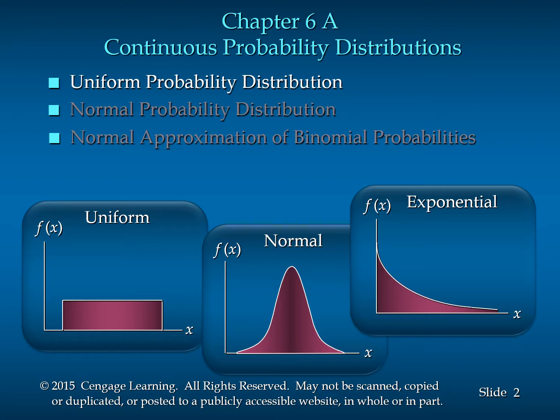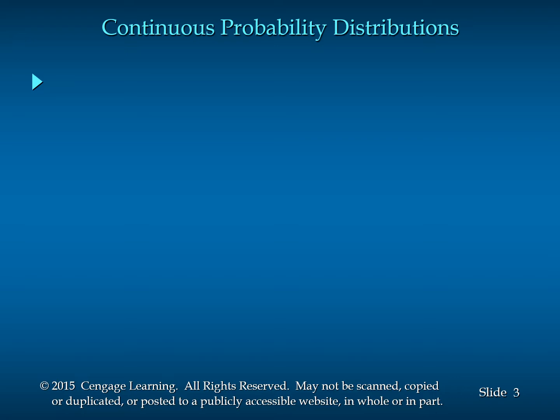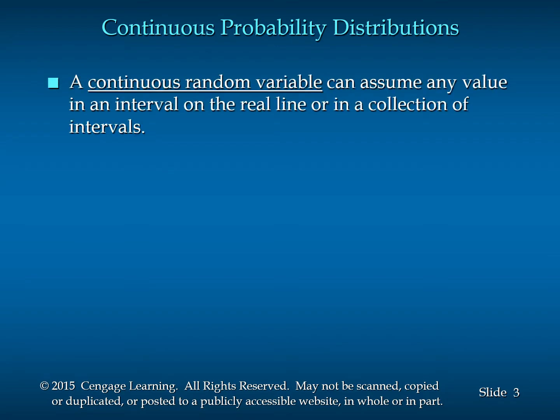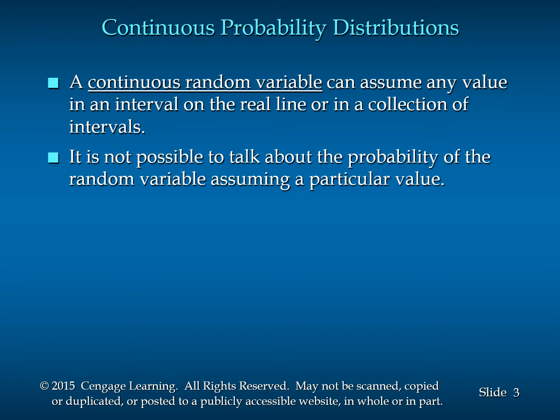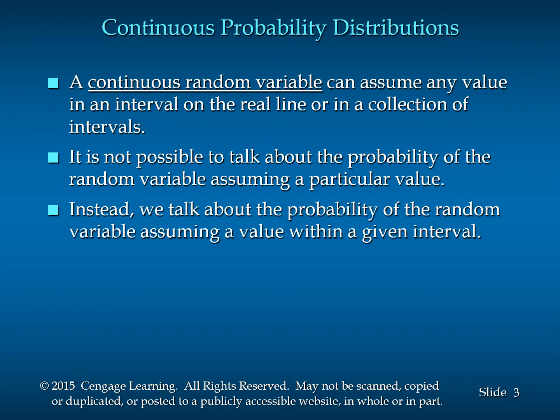The first of these 4 Chapter 6 lectures will focus on the uniform distribution. In Chapter 5, we introduced the difference between discrete and continuous variables. A continuous variable can assume any value in an interval. Given that, there are an infinite number of possible values in the interval, and as a result, the probability of any one value is 0. Instead, we will consider the probability of a variable assuming a value within an interval.